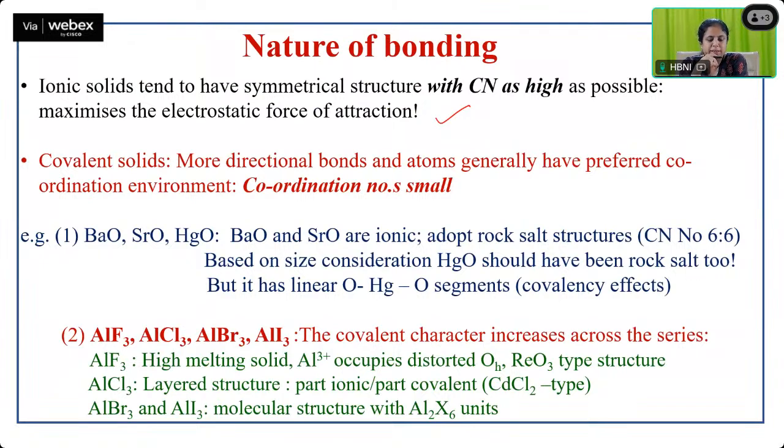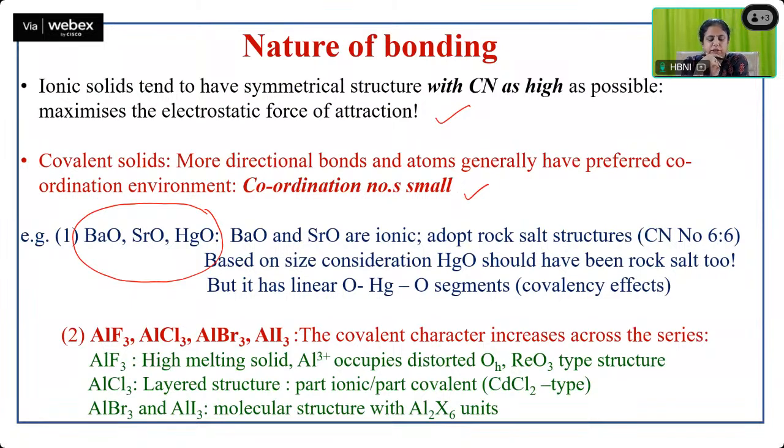Whereas in covalent solids, the bonds are more directional and atoms generally have their preferred coordination. So the coordination numbers are relatively small as compared to ionic solids. Just to exemplify the two things that we just mentioned, let us look at this series: barium oxide, strontium oxide, mercuric oxide.